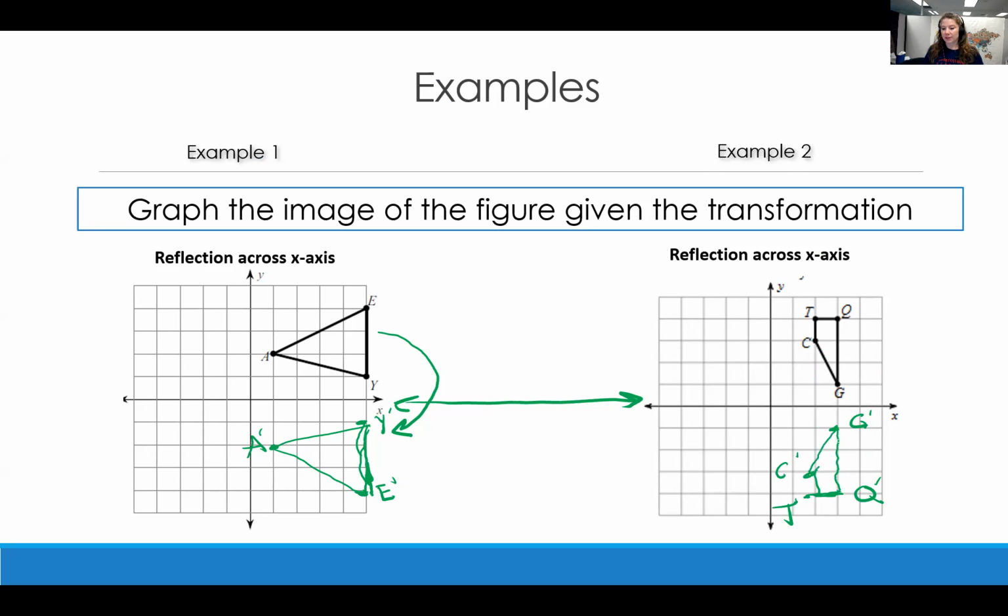Bam, beautiful. Oh my goodness, I should be an art teacher. Oh, the more I try, the worse it gets.